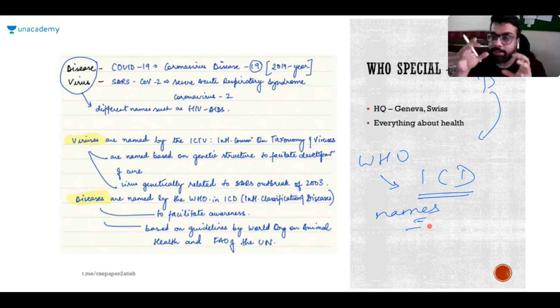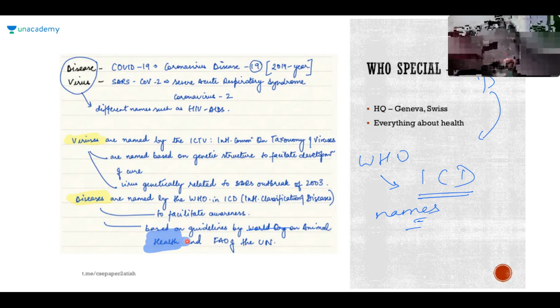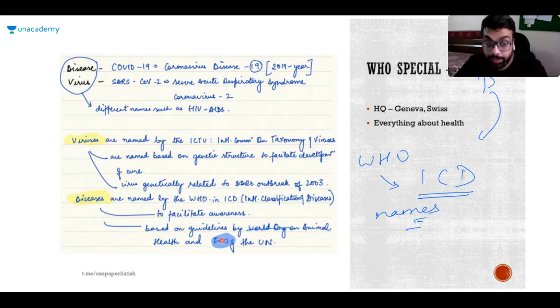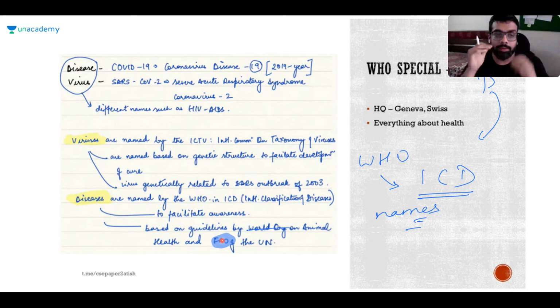And these names are built on the guidelines given by the World Organization on Animal Health and the Food and Agricultural Organization of the UN. This is also why the UN becomes important. This is very similar to the Red Book of IUCN. So that's the larger idea. The WHO decides this on the basis of a document called ICD, and that book is written after taking inputs from the World Organization on Animal Health and the Food and Agricultural Organization.